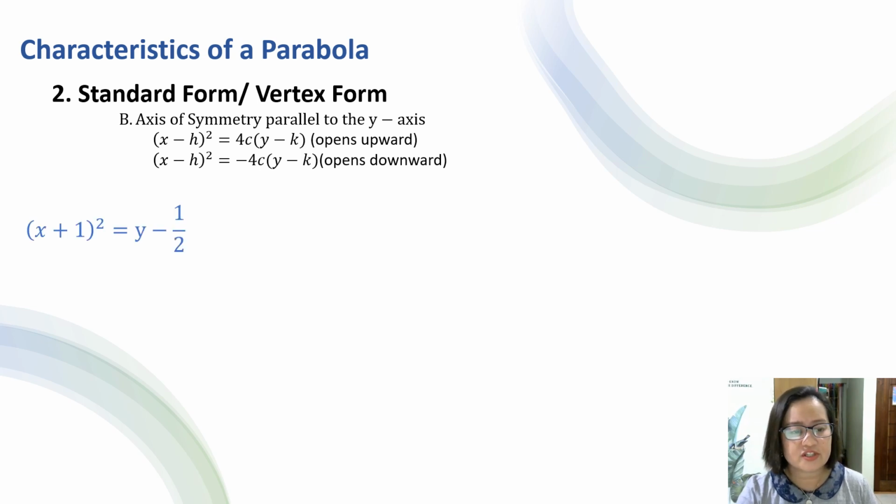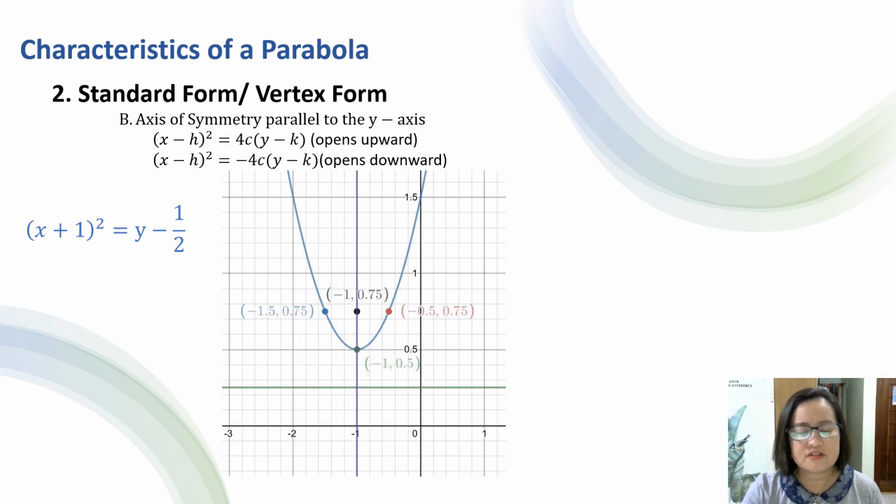Let us consider the given equation: y − 1/2 = (x + 1)², or (x + 1)² = y − 1/2. Using Desmos, we would be able to graph the given equation. But before that, let us rewrite the given equation using the given format: (x − h)² = 4c(y − k).